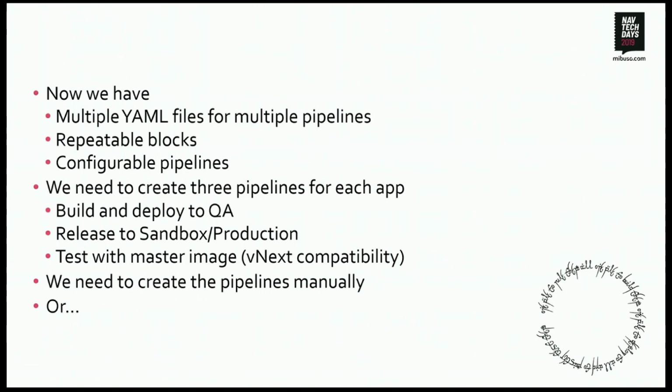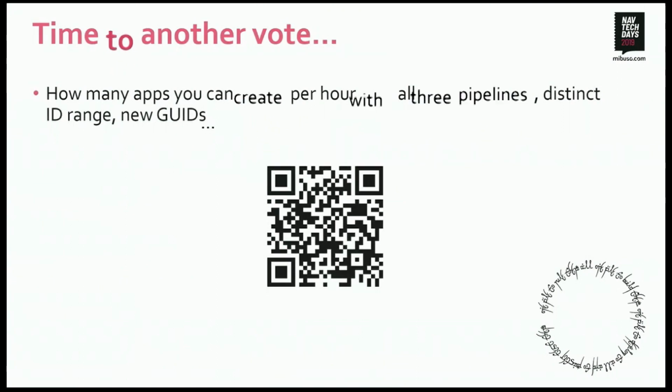And we need to create the pipeline manually. Or maybe we don't need to do that manually, because 3 pipelines for each app, it will take some time to create that for us. Okay, it's a few clicks, but still too much. Okay, another voting. How many apps can you create per hour with all the 3 pipelines created, with distinct ID ranges assigned inside the app.json, with new gits applied to app.json and so on. It means how many apps you can prepare for developers to develop on in 1 hour. Please vote. What do you think? That's the question.